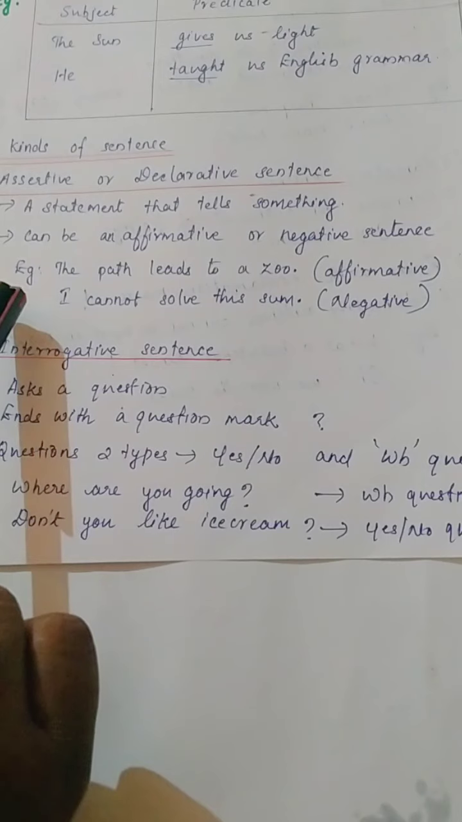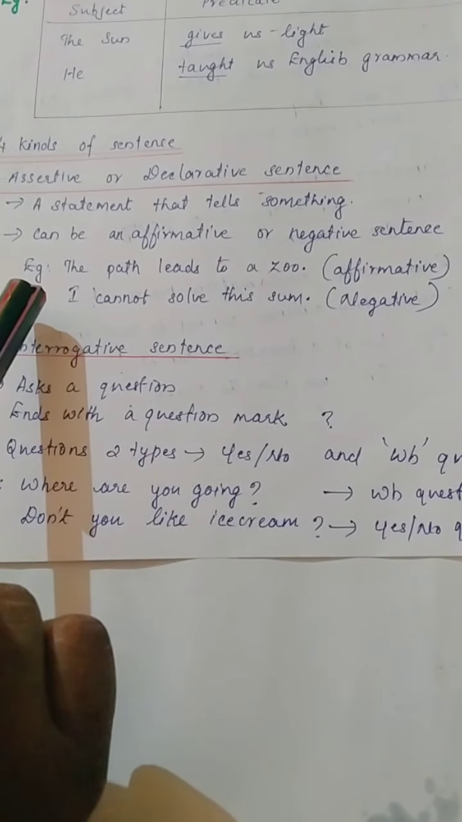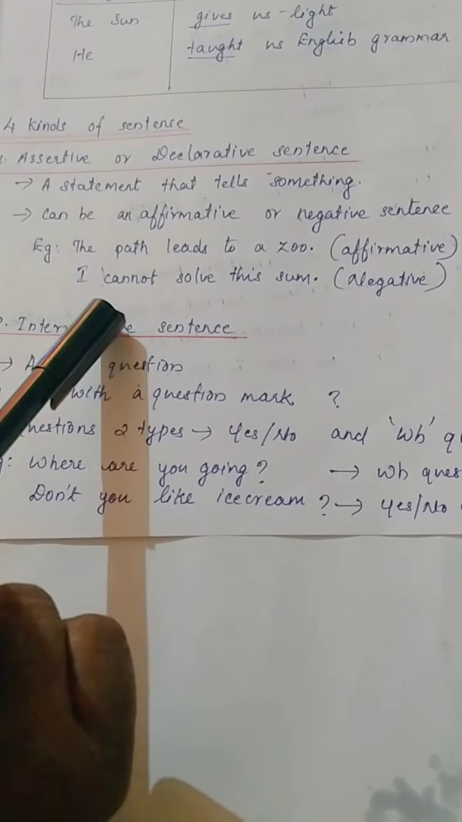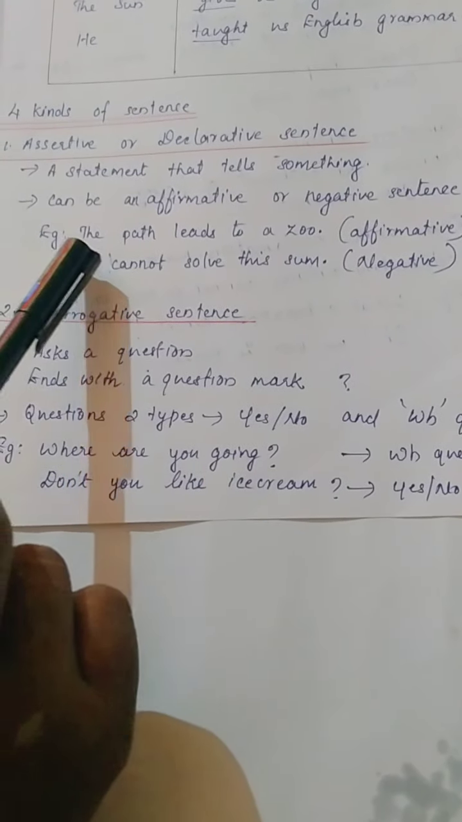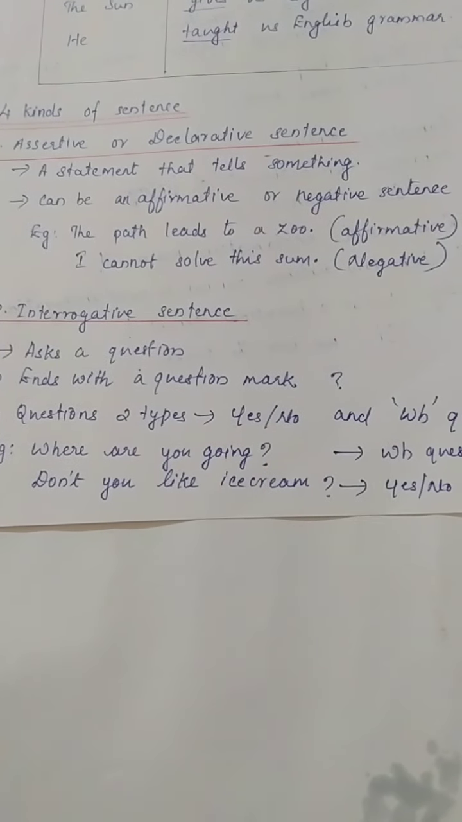Example: the path leads to a zoo. It is a statement. It is an assertive sentence. I cannot solve this sum. It's a negative form. So an assertive sentence can be an affirmative or a negative sentence.